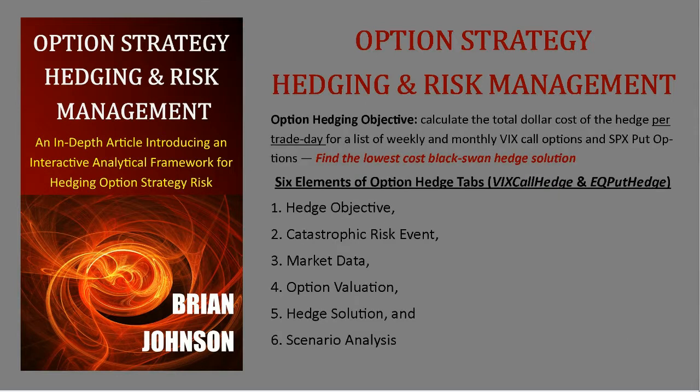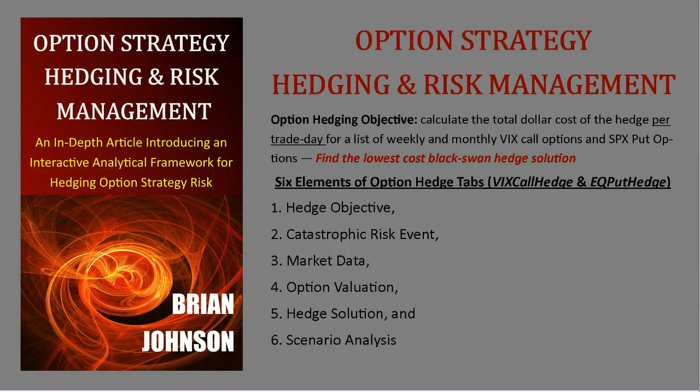The objective of the black swan hedge analysis is to calculate the total dollar cost of the option hedge per trade day for a list of weekly and monthly VIX call option and SPX put option candidates, and find the candidate that offers the lowest cost black swan hedge solution. This analysis is always done with real-time prices to ensure that we can actually implement the final solution.